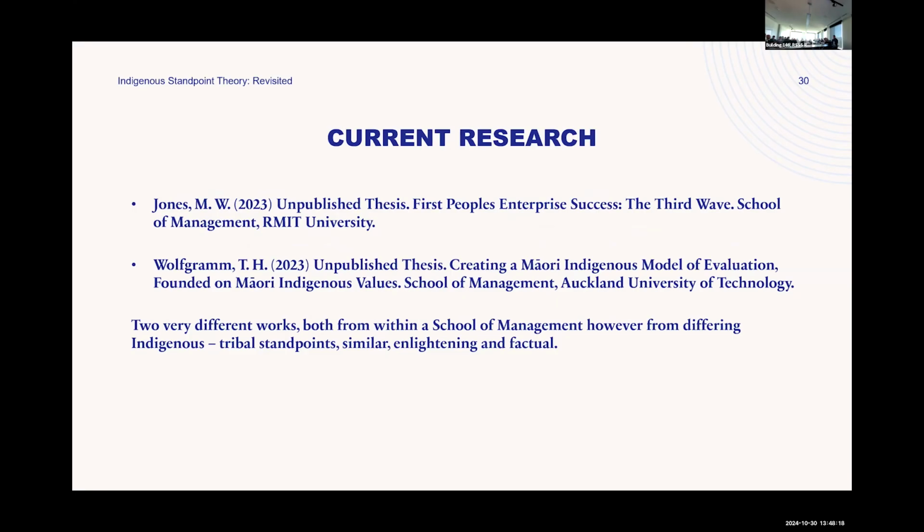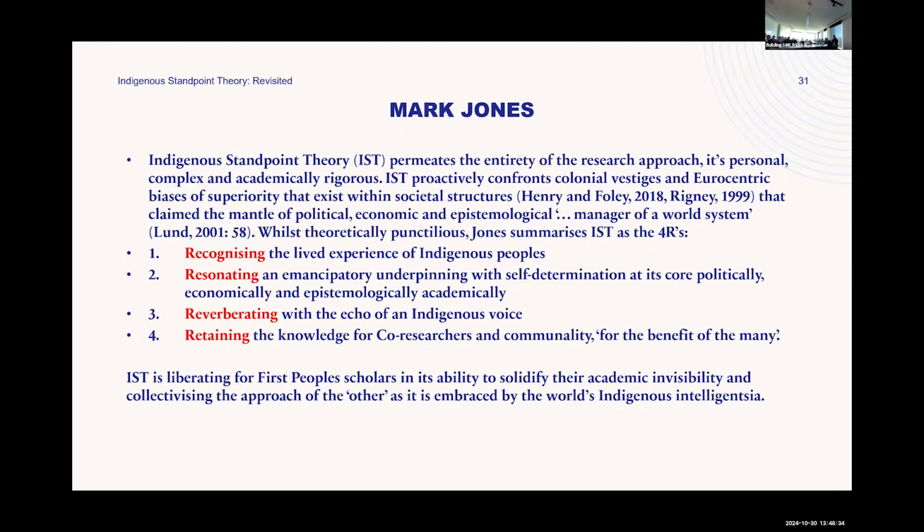Wolfgram, which is Marty, and I'll talk about hers a little bit more, and then Mark Jones, and the third wave, brilliant paper. And as is Wolfgram's, her creating a Māori Indigenous model of evaluation. Now, Mark's, and he'll probably talk about his own, will you, I think? I don't need to go, oh, okay.